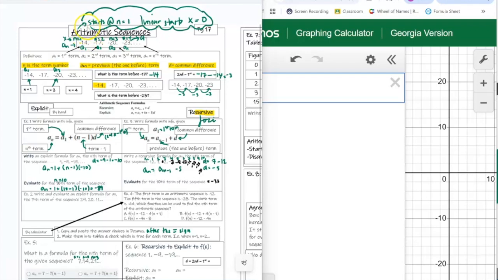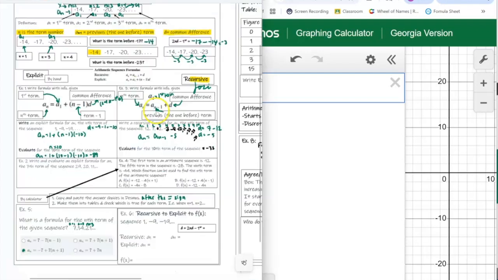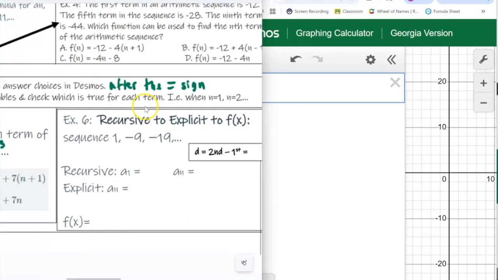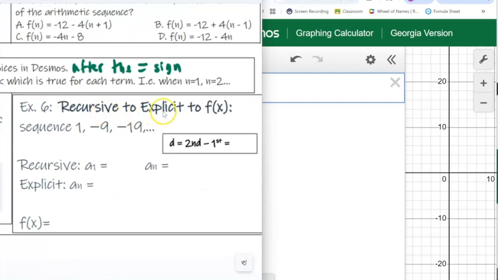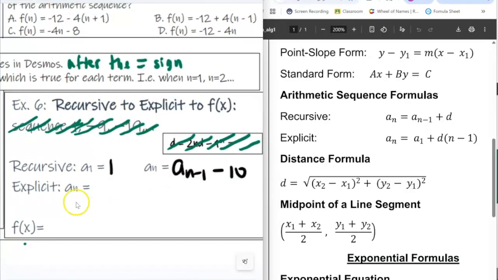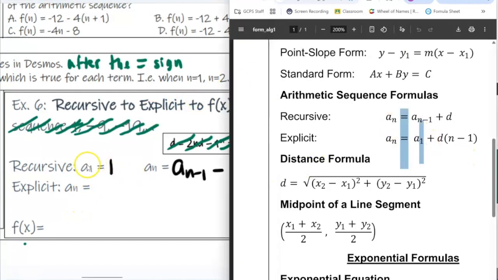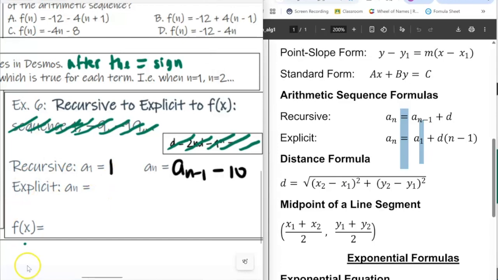So the last thing that we're going to take a look at in regards to arithmetic sequences is how to go from one form to the other. So we're going to start off with recursive to explicit. Okay, so to go to explicit, what do I need to know? I need to know the first term. That's easy because that's right there. So that's going to be 1.